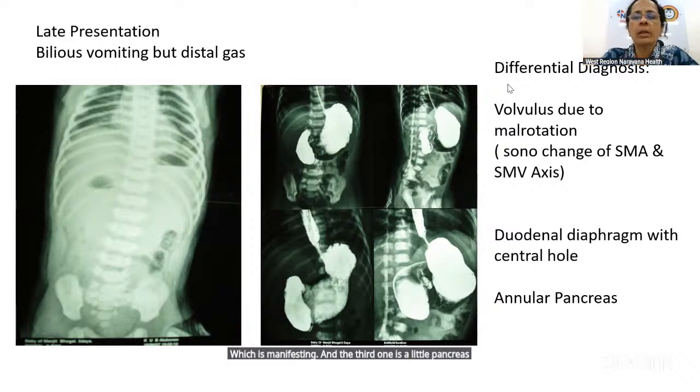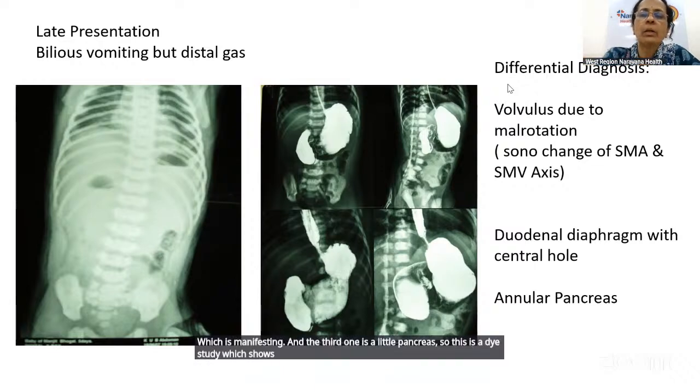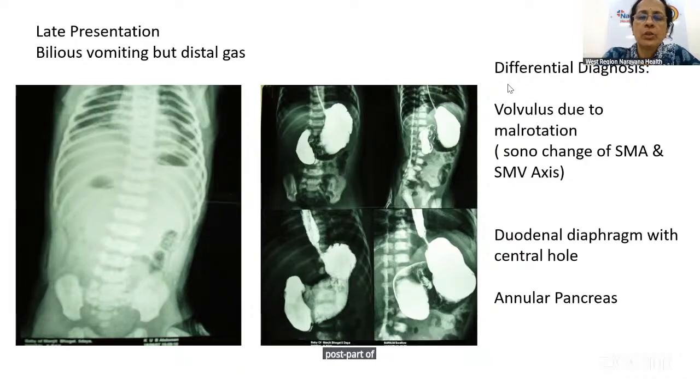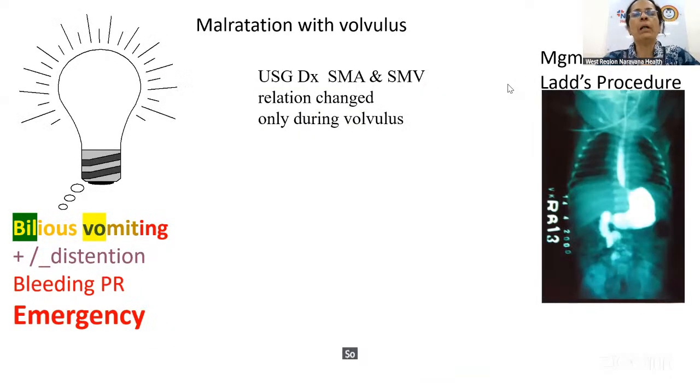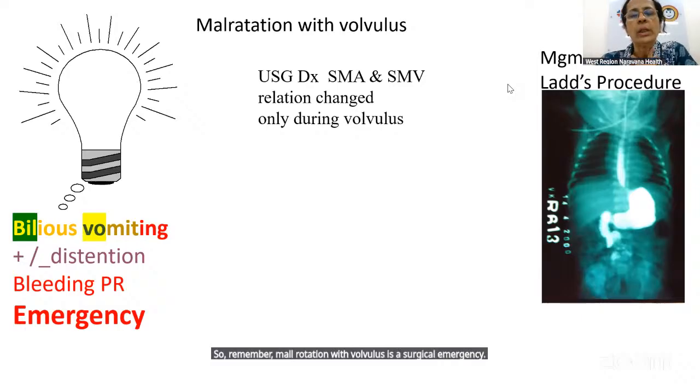So this is a dye study which shows a dilated stomach and first part of the duodenum. It is like a windsock and almost reaching the third part. So this baby was operated and had an uneventful recovery. So remember, malrotation with volvulus is a surgical emergency. Usually diagnosis, as I said, is by ultrasound, but it should be referred as early as possible.